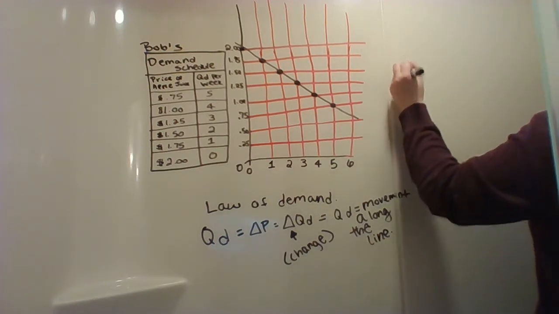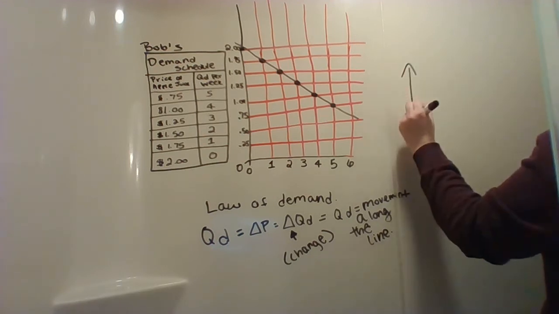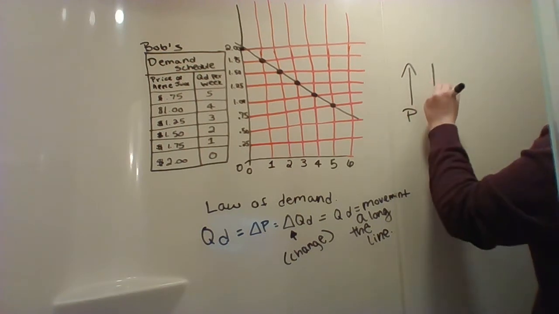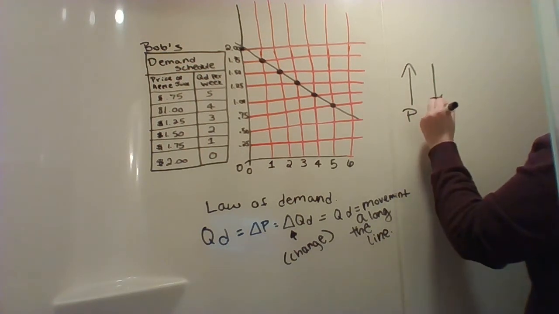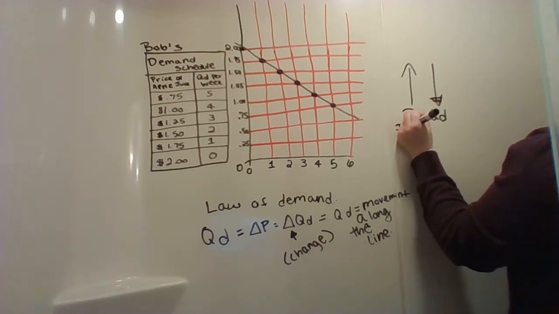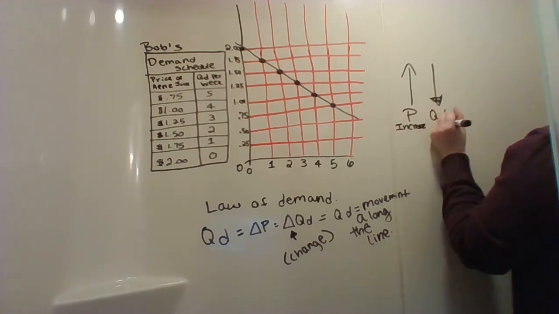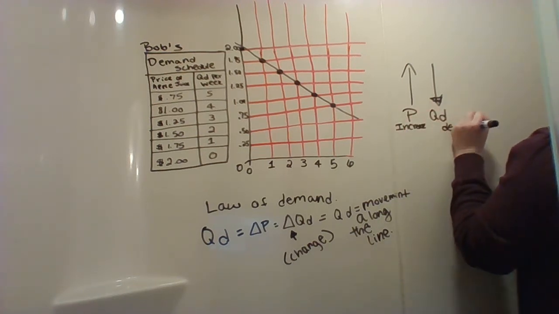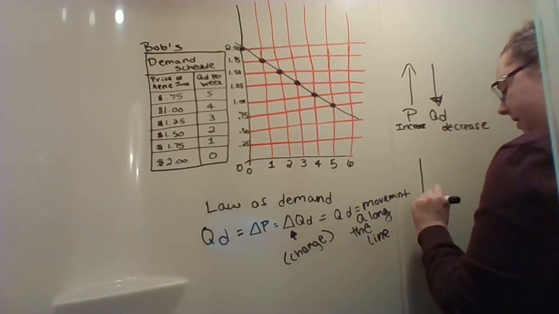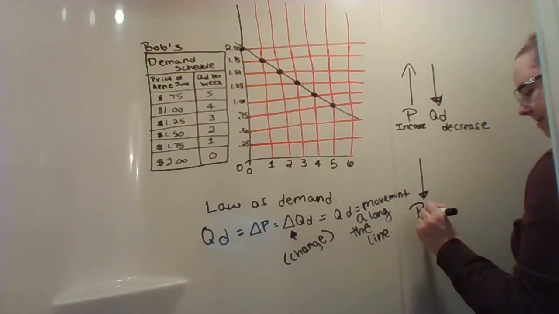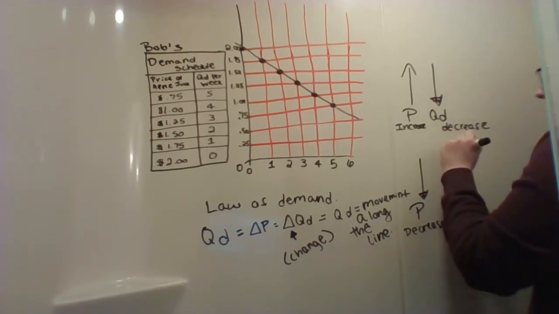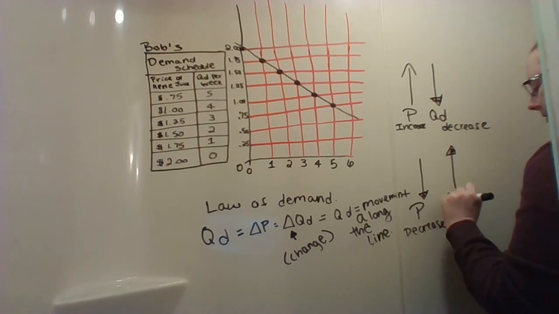When the price increases, the quantity demanded is going to decrease. Price increase, quantity demanded decrease. When the price decreases, the quantity demanded is going to increase.